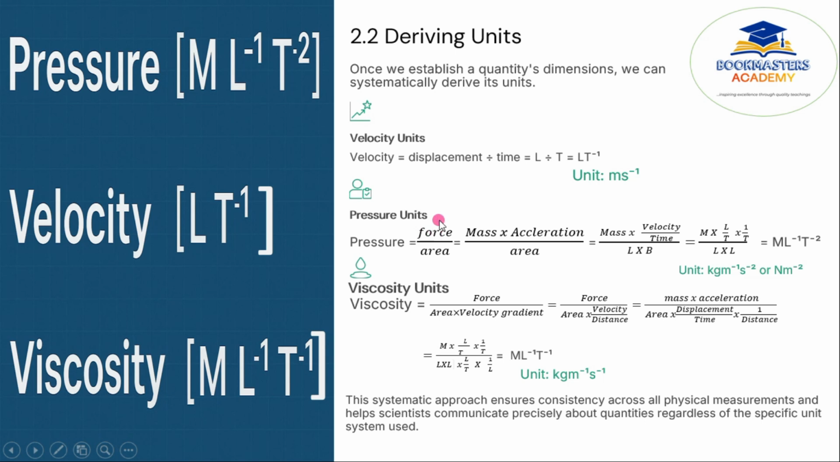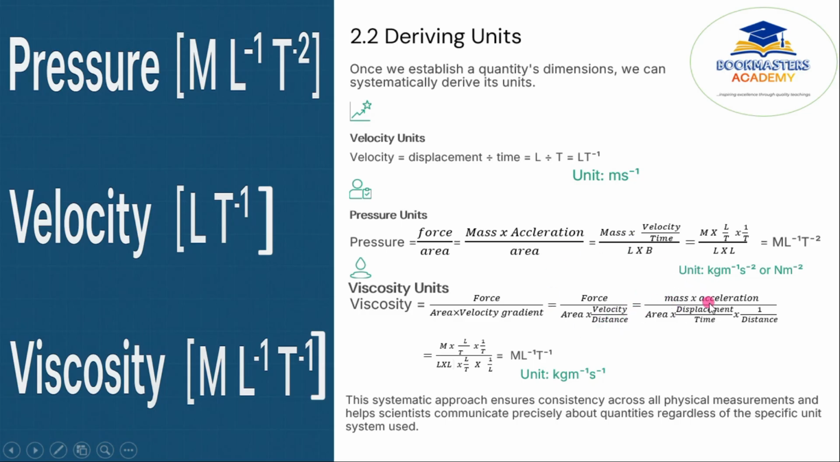The standard international unit for force is Newton, and the standard international unit for area is meter squared, but because area is under, it's now meter raised to the power minus 2. So we have viscosity. Viscosity is basically force over area times velocity gradient. So what is velocity gradient? Velocity gradient is velocity over distance. So that's what velocity gradient is.